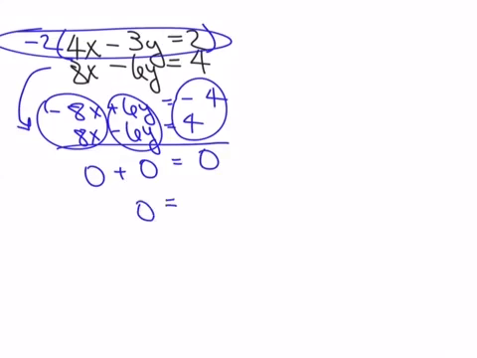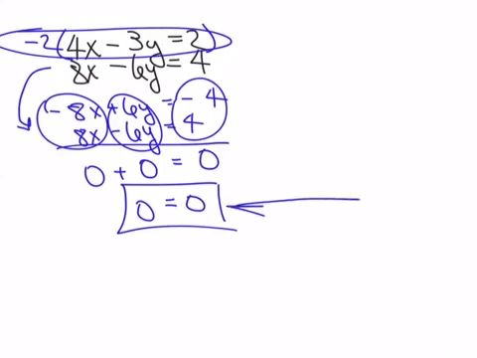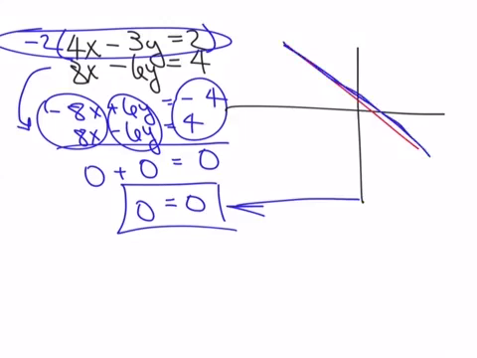Is 0 equals 0 a true statement? Yes, it is. So this is what makes it different than the last one. The last one we said 0 equals 8. That is not a true statement. This one, your variables all disappeared, but at least you ended up with a true statement. And that's the true statement you will always get. 0 equals 0. When you get 0 equals 0 for an answer, that means that the lines are on top of each other, and when you graph it, they're on top of each other.